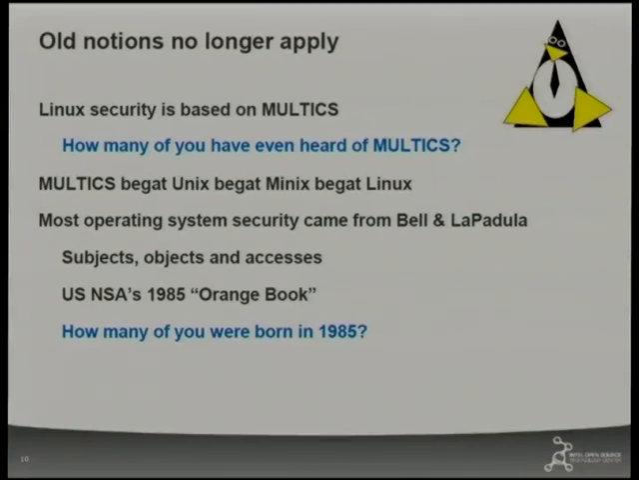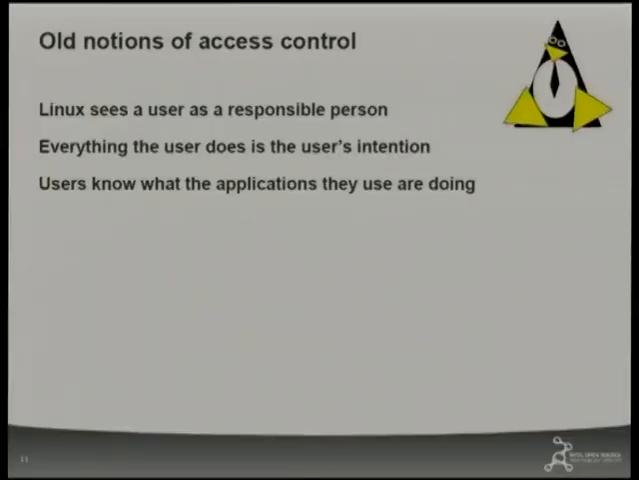So these notions that we've been working on are falling aside. We know how things used to be, and they're different now. So we have our old notions of access control. Again, Linux sees a responsible person out there. You're running programs, they're linking with libraries, they're loading DLLs, they're putting things up on the screen. Linux thinks it's your fault if you don't like what you see. It's your fault if that program does something you don't want it to do. Why? Because you chose to run that application.